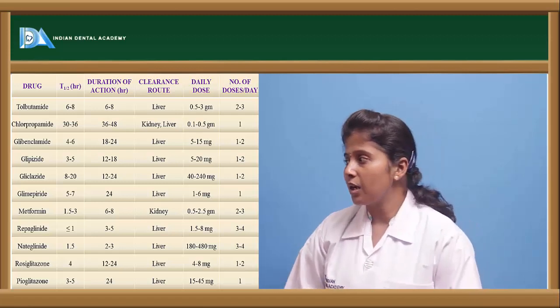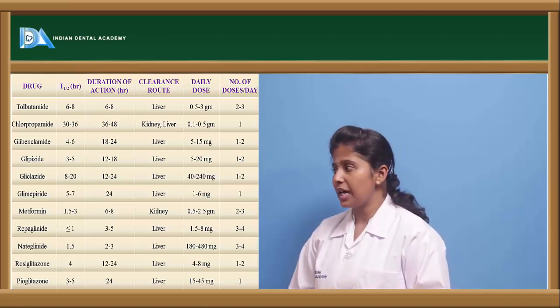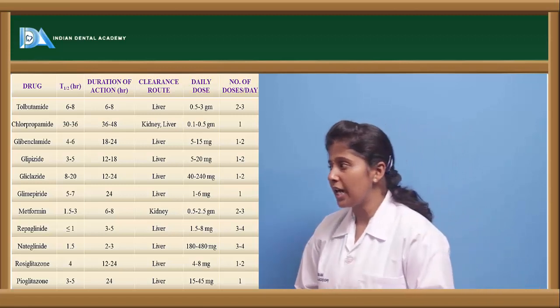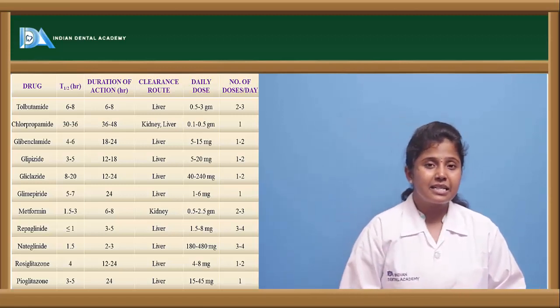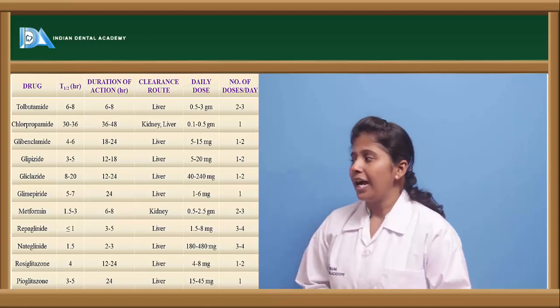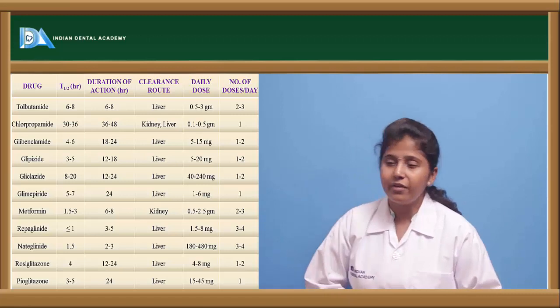And the other drug is chlorpropamide, which has a half-life of about 30 to 36 hours, and the duration of action of this drug is about 36 to 48 hours. It is cleared from the body through the liver as well as the kidney, and only one dose is given per day at the dose of 0.1 to 0.5 grams.